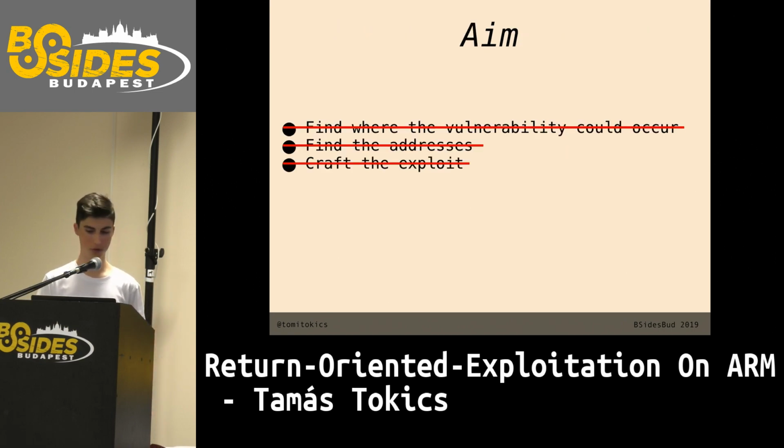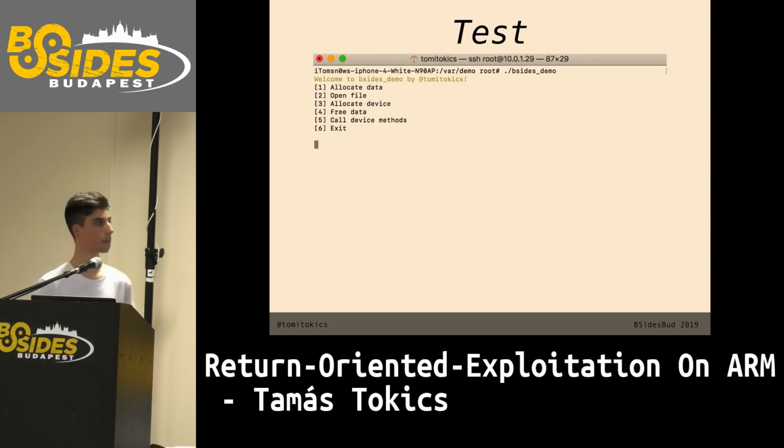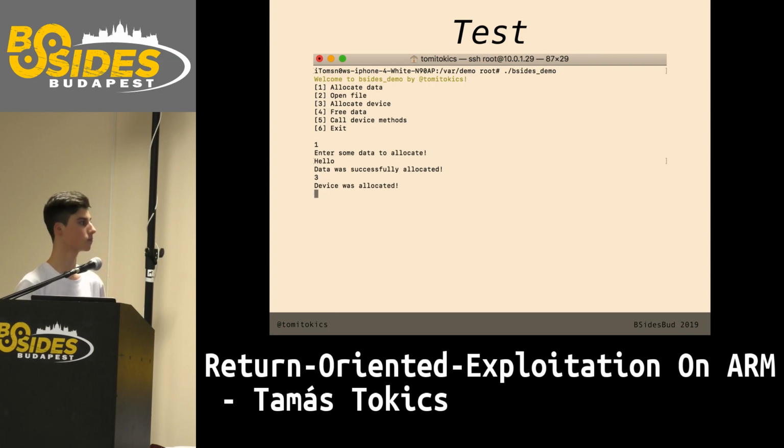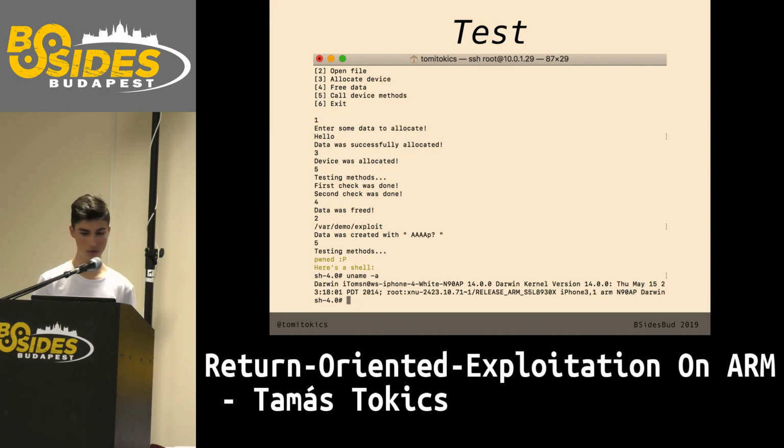So yeah, now all the checks are done, and here's the test. Just running the binary, it doesn't really matter what we enter there. We allocate the device, and I just called option number 5 to show you that it prints out that the first check was done and the second check was done. And yeah, this is the correct order. I specify the path for the exploit file. Now calling option number 5, you can see that pwned, and here's a shell, and I just execute the uname -a command.